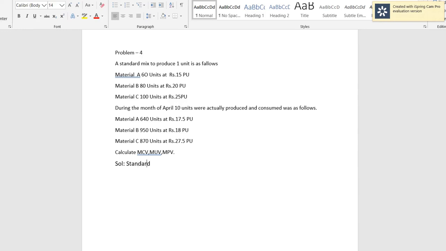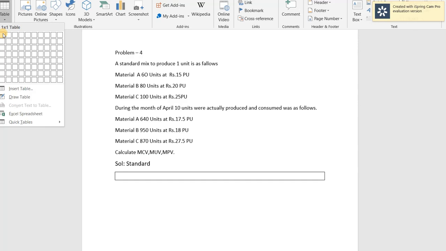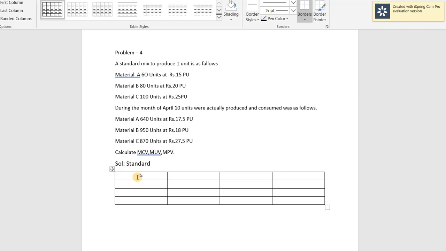Standard. So while you are solving, you can use a table also. So we require 4 rows and 4 columns: material, standard quantity, standard price, standard cost. So material A, B, C.